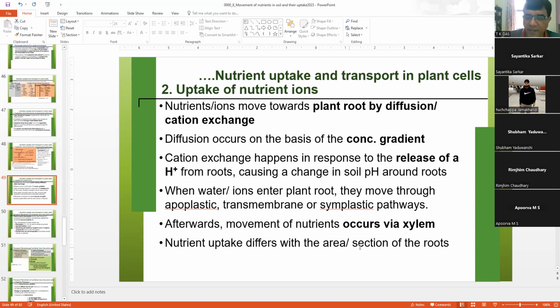Nutrient uptake differs with the area or section of the roots. So nutrient uptake means the quantity of nutrient that can be taken up per unit time will differ from area to area, or section of the root, where the nutrients are being taken up.